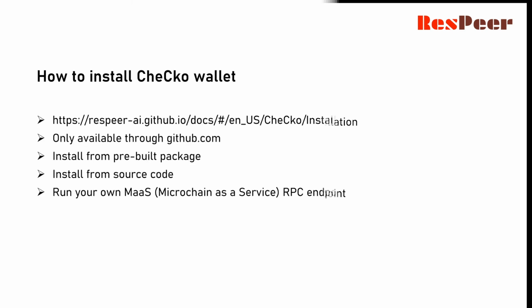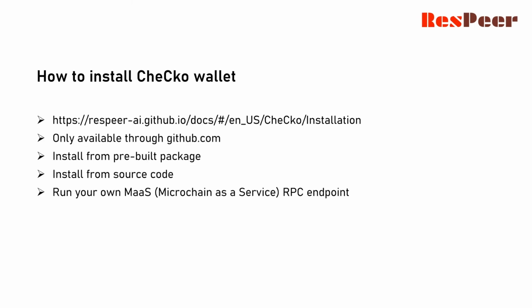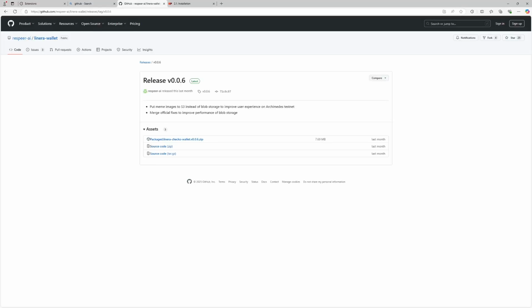In this part, we will introduce how to install the CheCko wallet from a pre-built package on your Chrome browser. First, download the pre-built package from GitHub. We always upload the latest stable version of the pre-built package to GitHub. The package is provided as a compressed zip file.